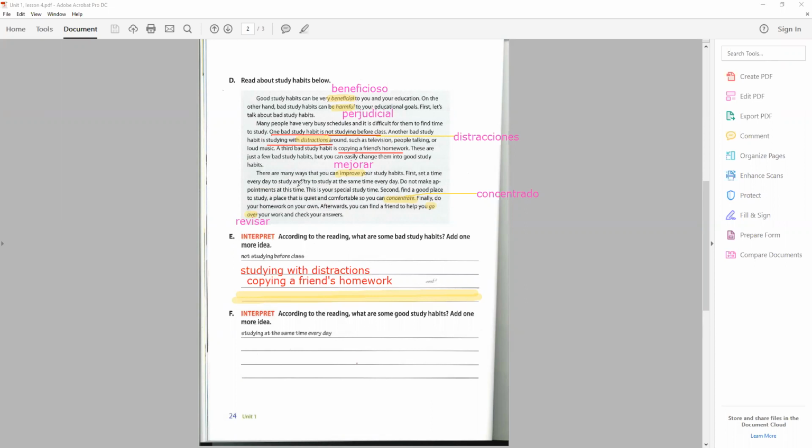Okay, so it says first, set a time every day to study. Let's try to study at the same time every day. Do not make appointments at this time. This is your special study time. Second, it says find a good place to study, a place that is quiet and comfortable so you can concentrate.